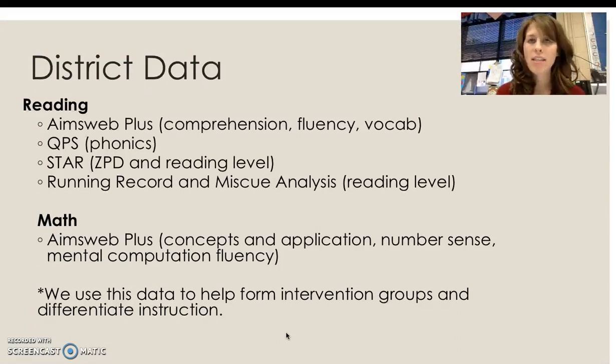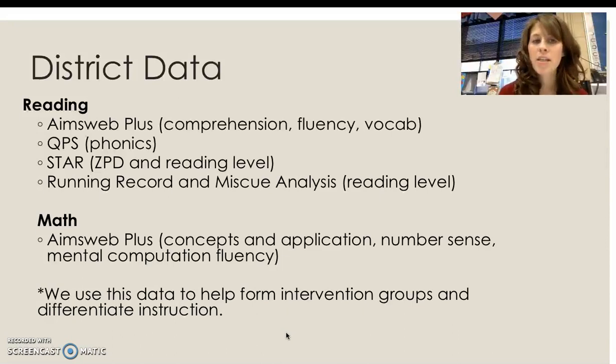We give the STAR test, which tells us students' reading level and their ZPD. We also do running records and miscue analysis to determine reading levels as well. In math, we don't have near the resources that we do for reading, but we do use AimsWeb Plus, and within that test, it tests their concepts and application, which is not a timed test. They have as long as they need for that one.